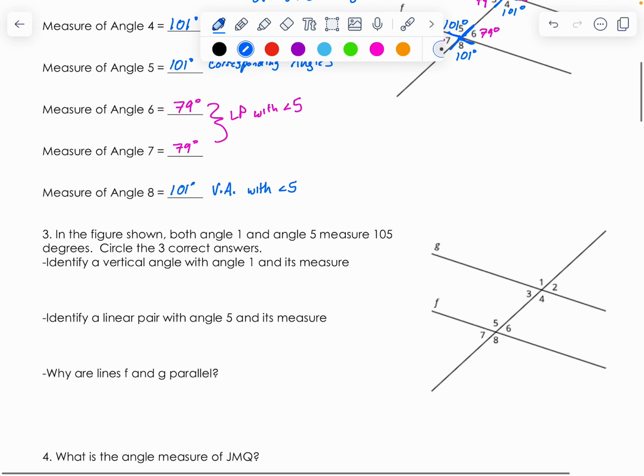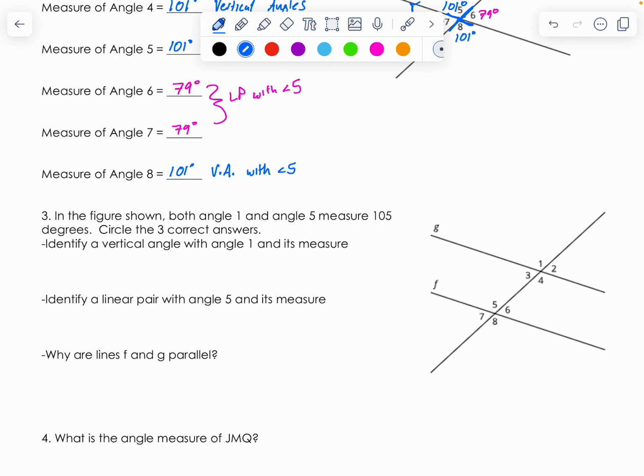All right, and this one right here, both angle 1 and angle 5 are 105 degrees. I like to write that on my picture. It helps me identify things. So, identify a vertical angle with angle 1 and its measure. Angle 1 is congruent to angle 4 because of vertical angles. So the measure of angle 4 would also be 105 degrees.